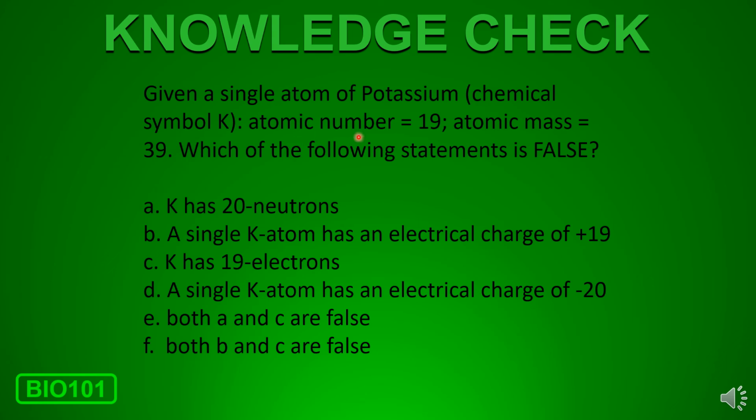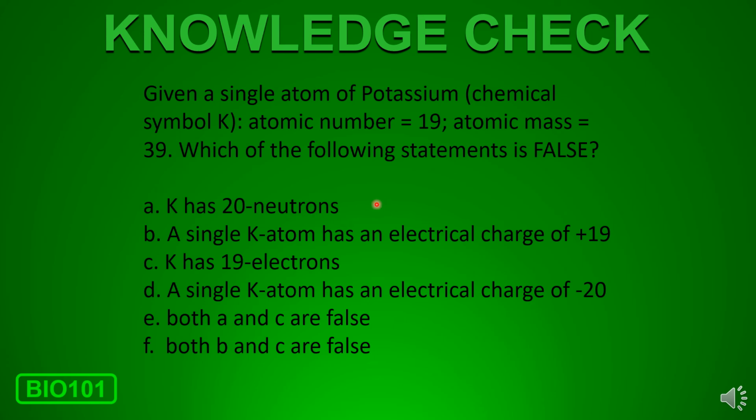And so the question is, which of the following statements is false? So let's look at these one at a time. A says potassium has 20 neutrons. Well, we know that the atomic mass is the number of protons plus the number of neutrons. We know the number of protons, that's the atomic number here. So 39, doing simple math, 39 minus 19 is 20. So one atom of potassium has 20 neutrons. So A is clearly correct.